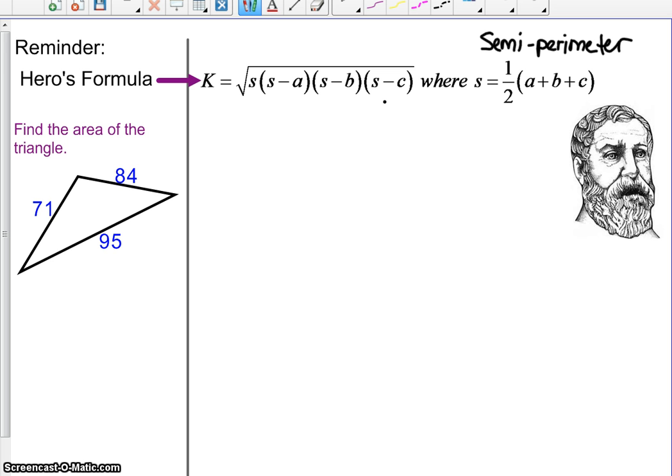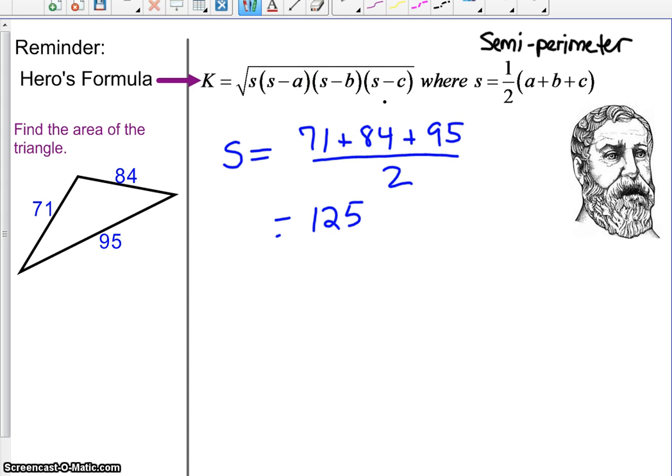So first thing we have to find here is what's half of our perimeter. So to figure out s here, I'm just going to take 71, add it to 84, add it to 95, and then divide it by 2. Okay? In this case, my s turns out to be 125. So in my case here, my s is 125. All right. So I just have to fill out the formula now.